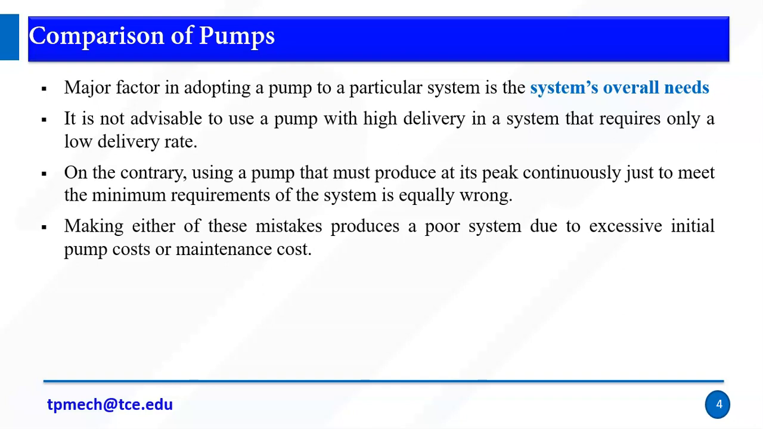But I cannot use more than 5. So generally, whatever you want, you need to use that pump alone, right? So don't use more power. It is not advisable to use a pump with high delivery in a system that requires only a low delivery rate. In the other way, using a pump that must produce at its peak continuously just to meet the minimum requirements of the system is equally wrong, right?